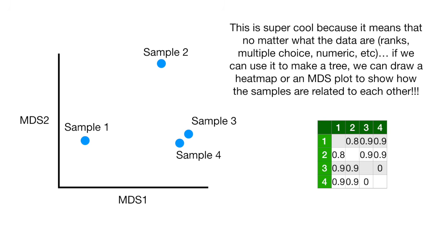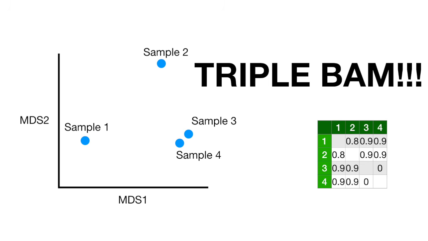I think this is super cool because it means that no matter what the data are, ranks, multiple choice, numeric, etc., if we can use it to make a tree, we can draw a heat map or an MDS plot to show how the samples are related to each other. This is awesome. Triple bam.